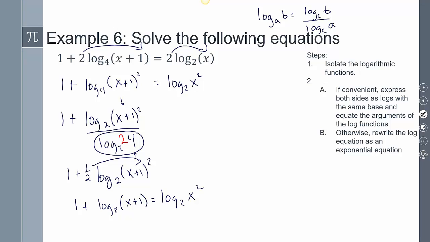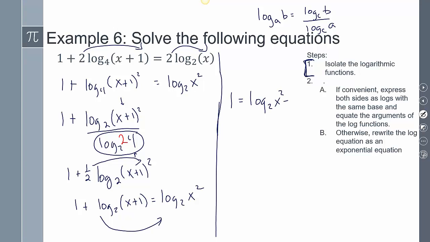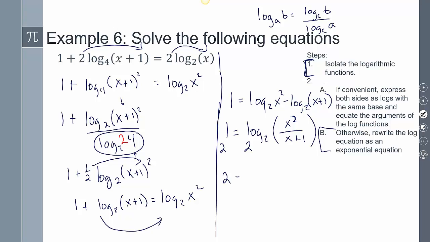So now that they're all the same base, once again I can isolate my log function. I'll bring that to this side, just so I can separate it a little better. I get 1 equals log base 2 of x squared minus log base 2 of x plus 1. Now I can combine those into one logarithm: 1 equals log base 2 of x squared over x plus 1. Now I can rewrite that as an exponential equation. Take base 2 to both sides: 2 equals x squared over x plus 1.